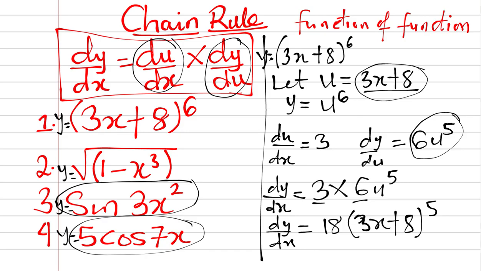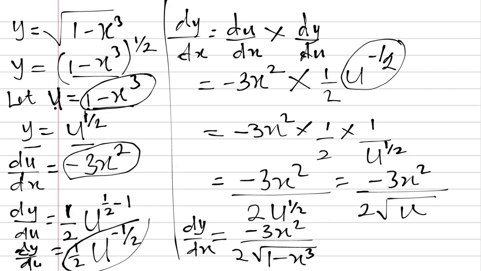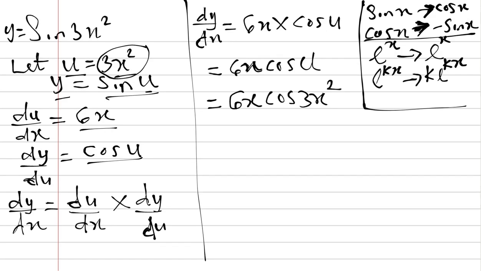I told you that if you want to do chain rule, the first thing is to know the formula. The formula is dy dx equal to du dx multiplied by dy du. And we used it to solve this particular example, which is very straightforward. And then we moved into the second example, which is similar to the first one. Then we did the third example where I gave you a new rule.